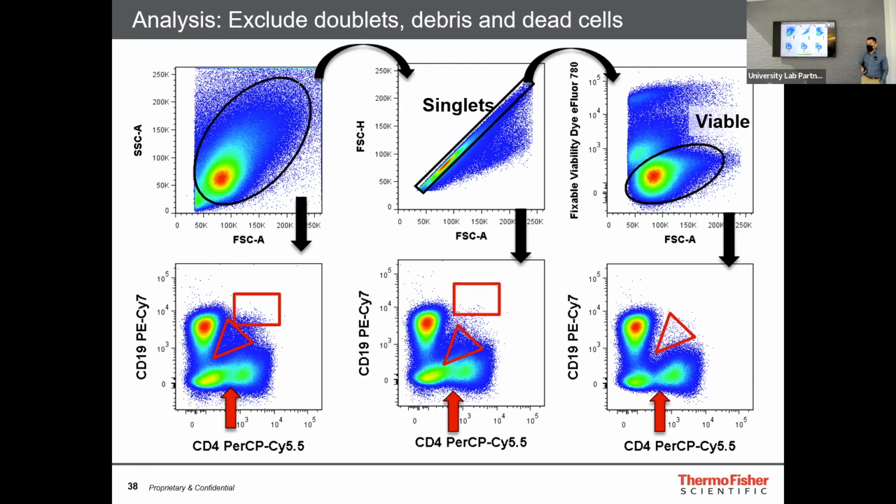So it's really important to keep in mind to always exclude the doublets, debris, and dead cells. The reason why you remove dead cells is, one, you don't really care about looking at your stuff from dead cells, right? That's not what you're studying. But two, dead cells can be rather sticky, and so they might take up antibody that wasn't intended, something that just bound because it was sticky.